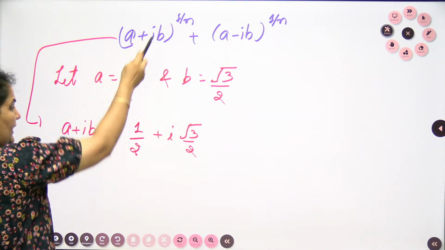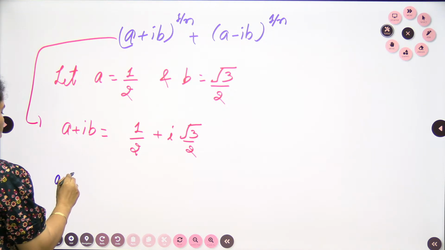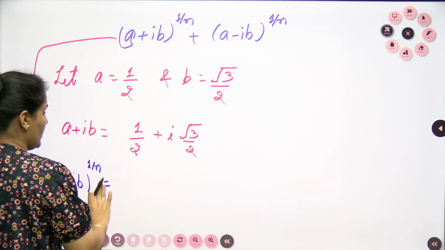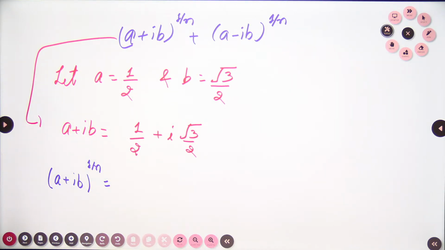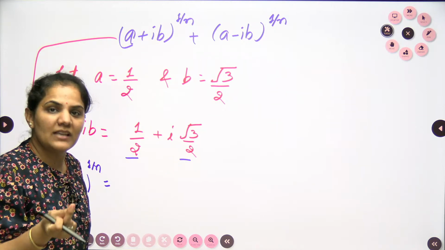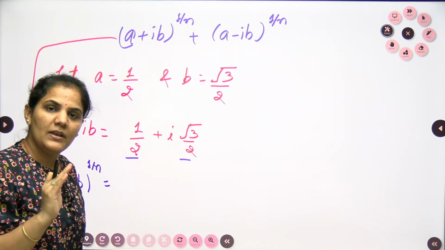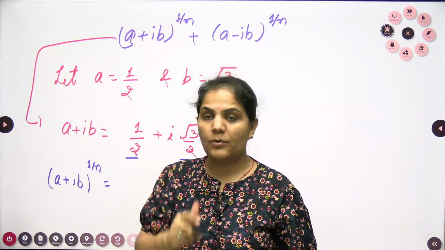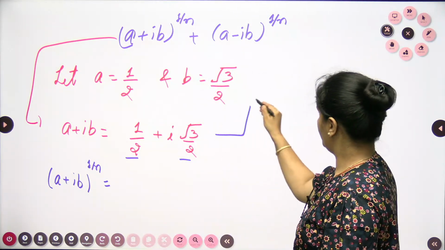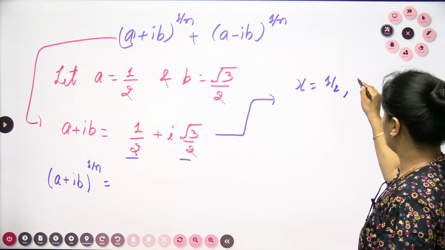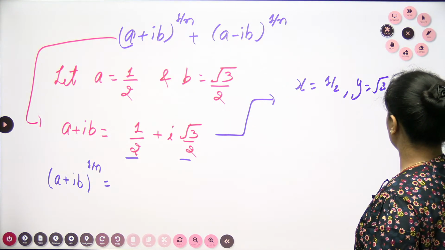If I need to find out the power 1 by n, a plus iota b power 1 by n will be, okay, this is a Cartesian form, x plus iota y. You can convert this Cartesian form into the polar form. So to find the polar form, you can see x is 1 by 2, y is equal to root 3 by 2.